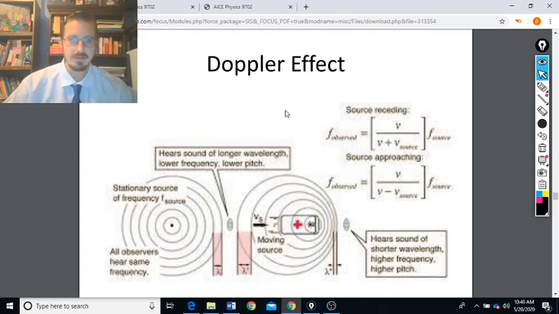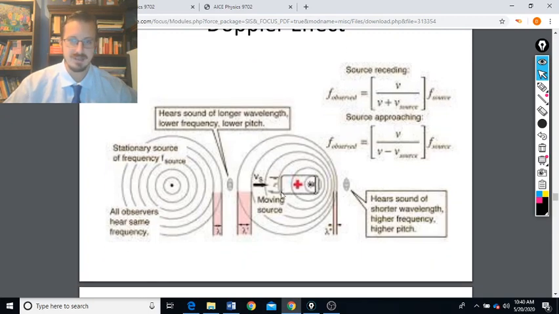This slide on the Doppler effect is designed to show, a little bit schematically, where these equations come from.